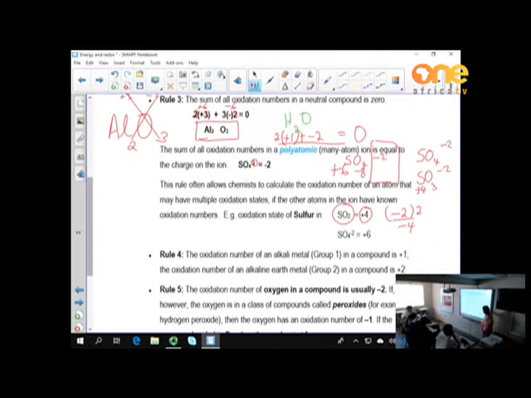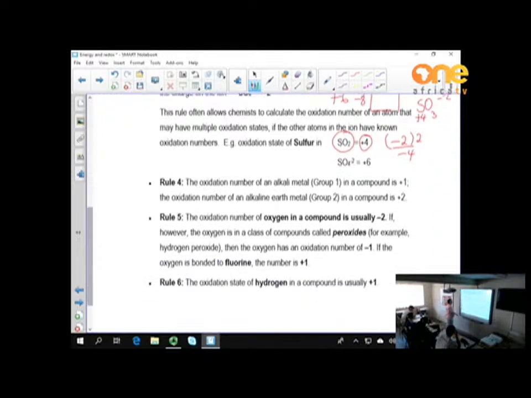Okay, now the fourth rule. Those rules we use quite often. The oxidation number of an alkali metal, group 1, is +1, group 2 is +2. The oxidation state of oxygen in a compound is usually -2, but there is an exception. What is this? Peroxide. What's the oxidation state of the oxygen there?